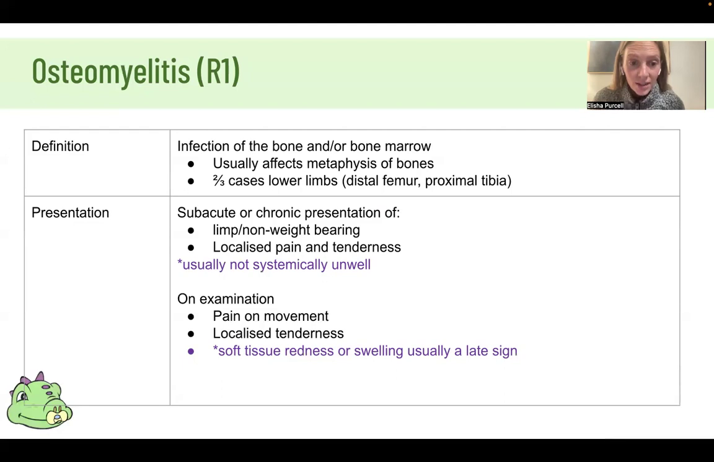Things that will help you differentiate this one is that they're usually not systemically unwell. So yes, they could have a low-grade fever. Yes, they could describe the child as miserable, but they're usually not systemically unwell with a higher grade fever and deranged vitals. On examination, pain on movement, localized tenderness, like I said before, soft tissue erythema and swelling is usually a late sign in osteomyelitis. So often they will not have erythematous skin or a swollen joint because it's a late sign.